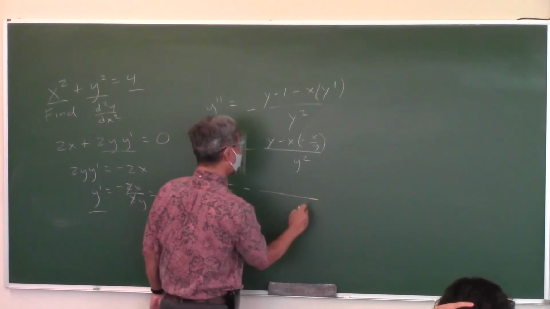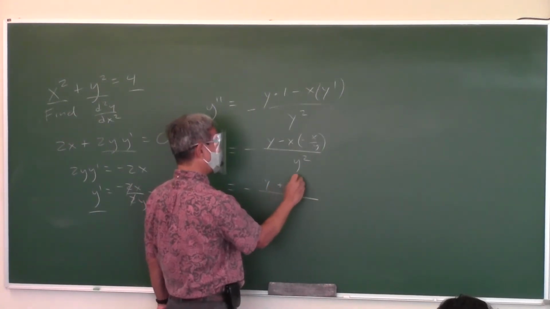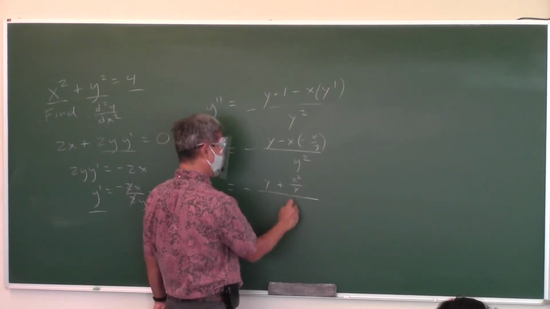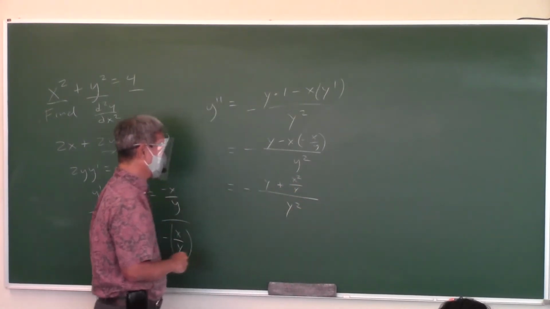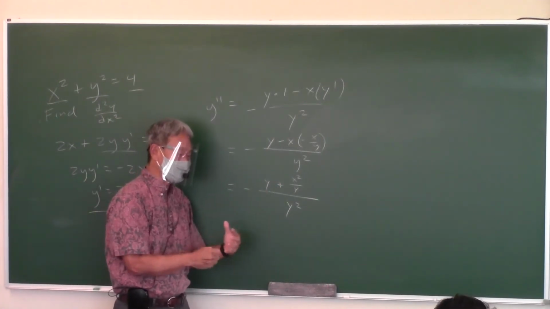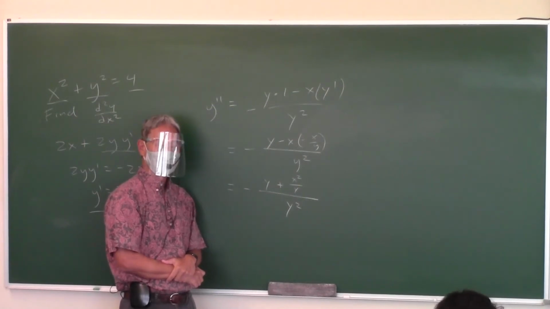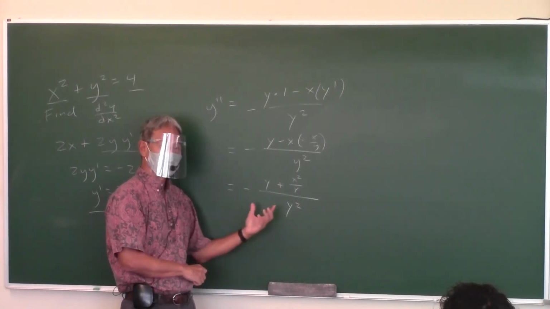Okay, so negative. So on the top, you get y plus x squared over y, all over y squared. So we have a fraction within a fraction. We call that a complex fraction. What's the simplest way to simplify a complex fraction? Multiply top and bottom by the LCD.